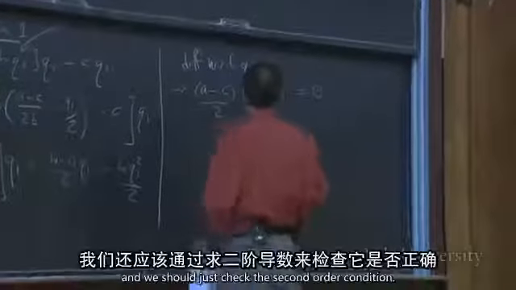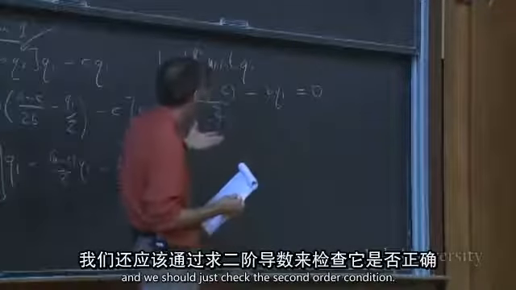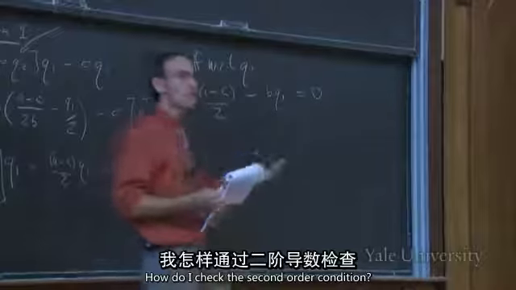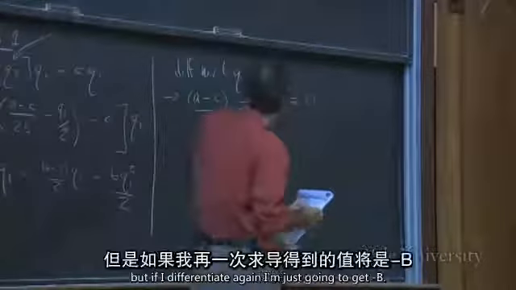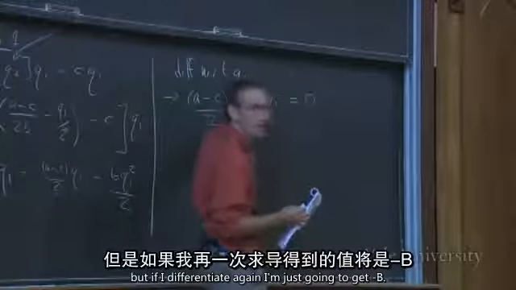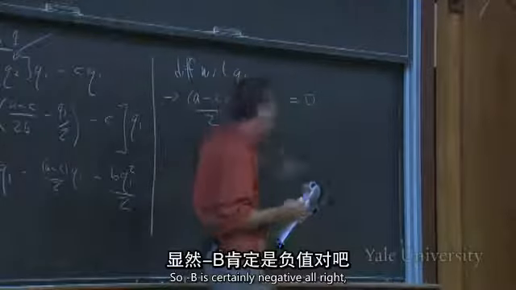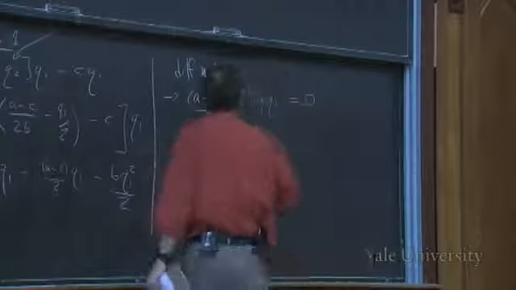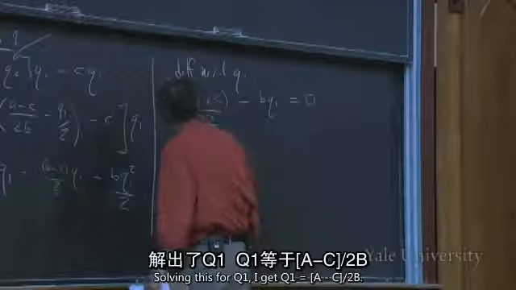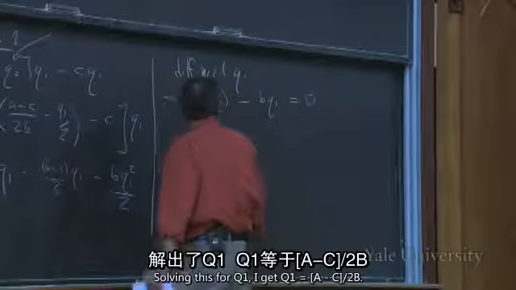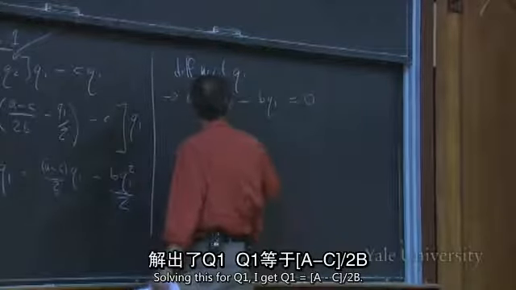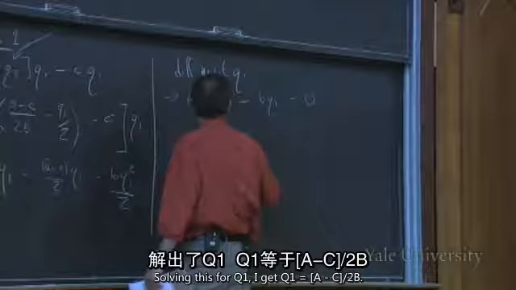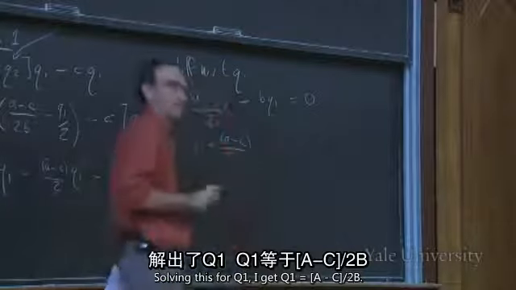And we should just check the second order condition. How do I check the second order condition? I differentiate again and check it's negative, but if I differentiate again, I'm just going to get minus B. So minus B is certainly negative, so the second order condition's okay. So let's solve it out. Solving this for Q1, I get Q1 is equal to (A minus C) over 2B.